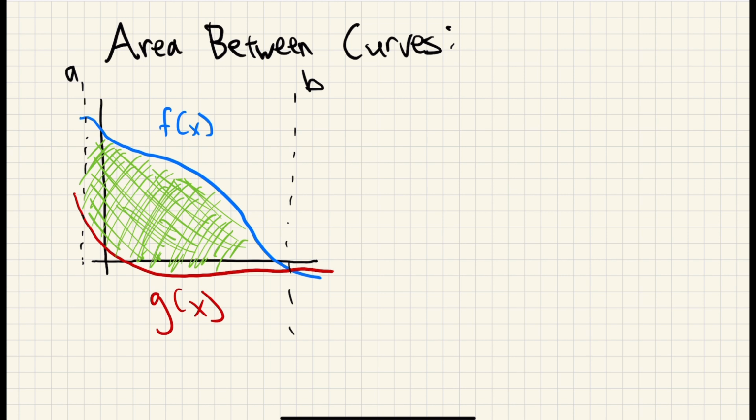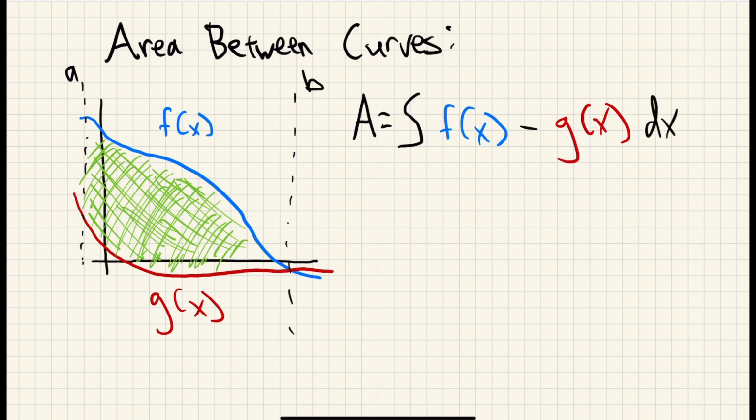Well, to find the area between two curves, it's really just taking an integral. So the area between the two curves equals the integral of the top function, f of x, minus the bottom function, which is g of x, and then dx. And then for the limits, we need to find a to b. So a is the leftmost limit, and b is the rightmost limit.